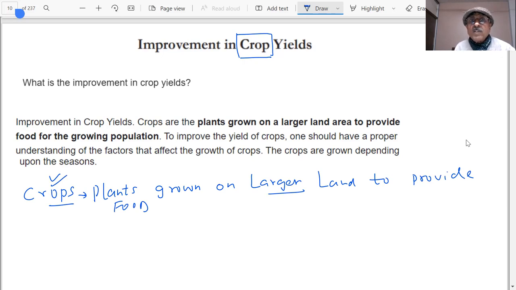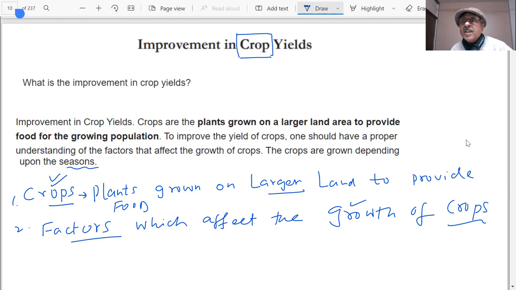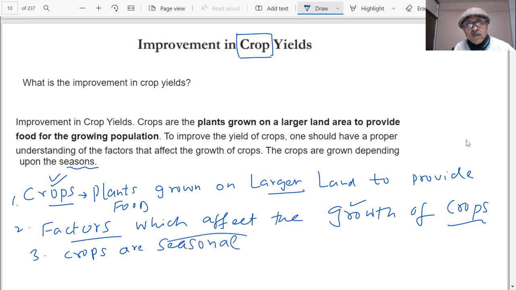Now, how will we improve the yield of the crop? Then what are the factors that affect the growth of the crops? Then we should know the factors which affect the growth of crops. Tell me, right or wrong? Yes. The crops are grown depending upon the seasons. Are there different seasons for different crops? Yes, sir. Crops are seasonal? Yes or no? Even in fruits, in certain seasons you see more fruits. Cold storage is a separate issue. Now we have methods to store them.